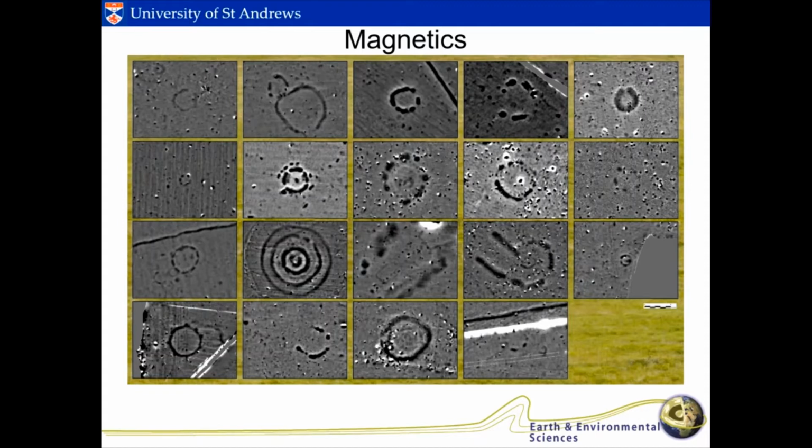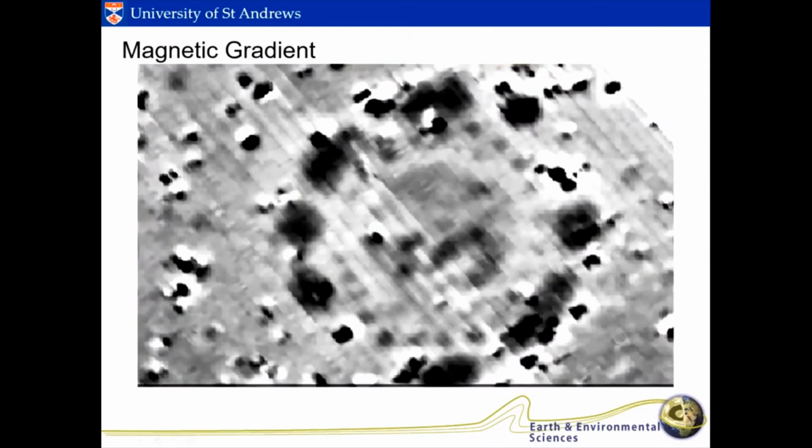Some of them we've got no idea, but certainly the form of a lot of these would be hard to explain naturally. And so our job here is to try and understand them further as human-made features. So here's one focused down in with that magnetic gradient in a little bit more detail. And you can see the form of this one.